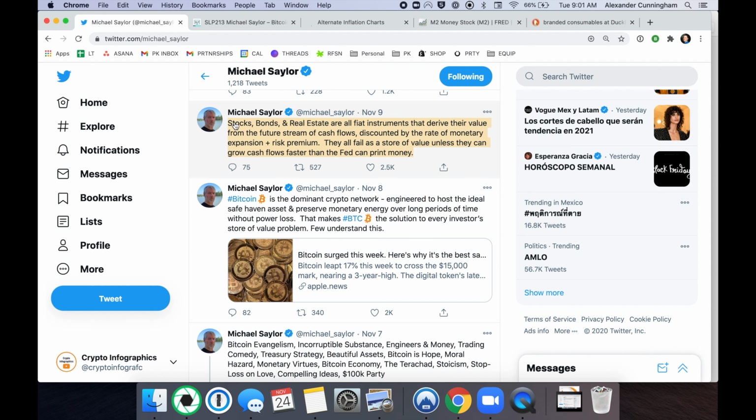His quote here: stocks, bonds, and real estate are all fiat instruments that derive their value from the future stream of cash flows, discounted by the rate of monetary expansion and risk premium. They all fail as a store of value unless they can grow their cash flows faster than the Fed can print money. So it's really relevant for us to know what inflation rate we're experiencing. What percent of loss of purchasing power are we experiencing each year? Then we'll know what we need to aim for as a store of value to counteract that.